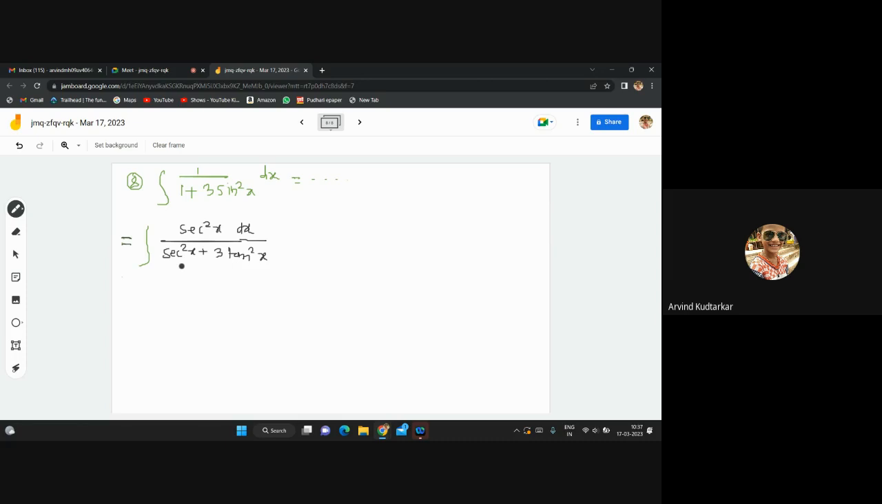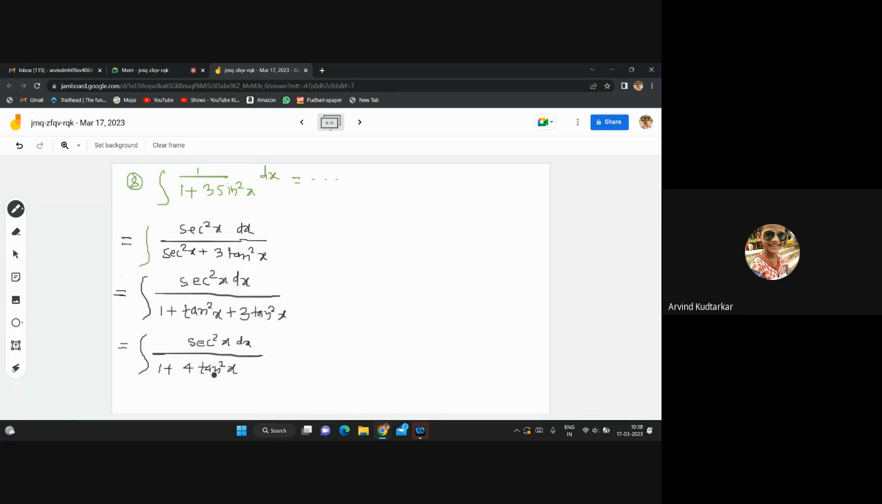Sec square x dx upon, what will be here? Sec square means 1 plus tan square. Tan square x plus 3 into tan square x. That is equals to sec square x into dx upon 1 plus 4 into tan square x. So we have got the sec square in the form of tan square.